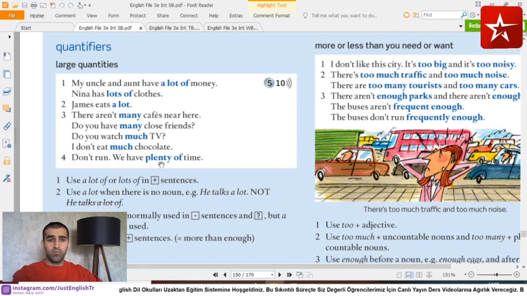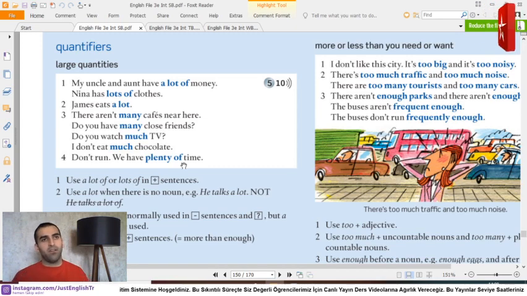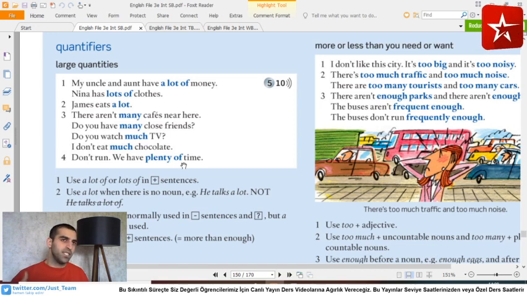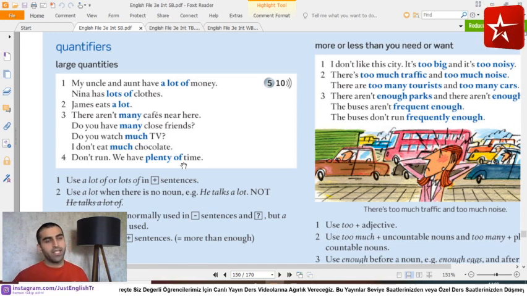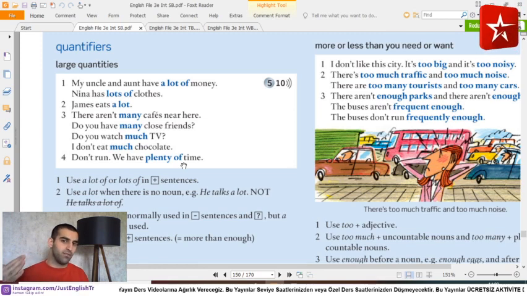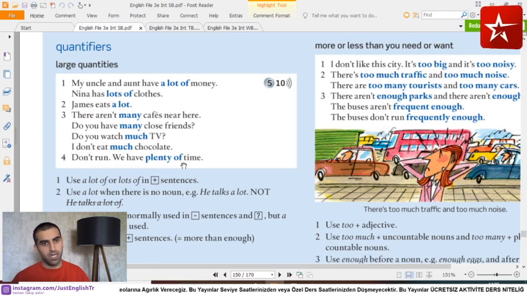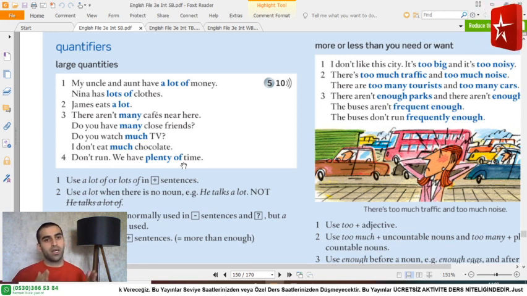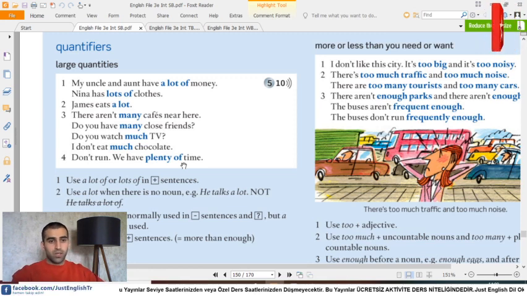So don't run, we have plenty of time. Okay, so plenty means more than enough. For example, I have plenty of books. I need 5 books, but I have plenty of books. It means I have maybe 20 books, more than enough. I need 5, but I have 20. Okay, so in this case, I can use I have plenty of books. So we use plenty of in positive sentences, as you see, and it means we have something more than enough.